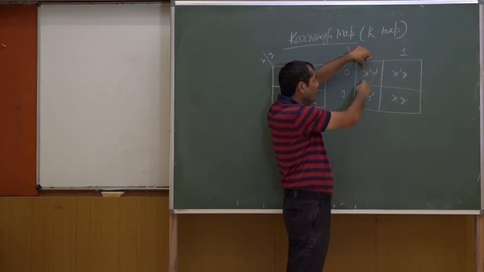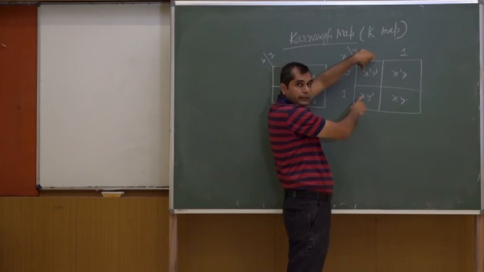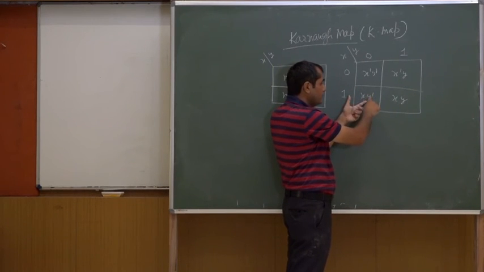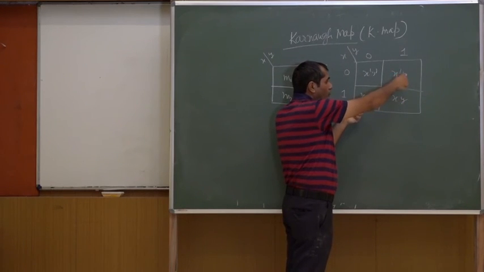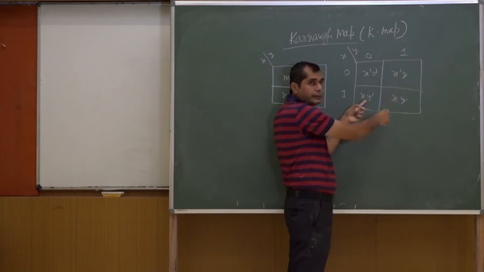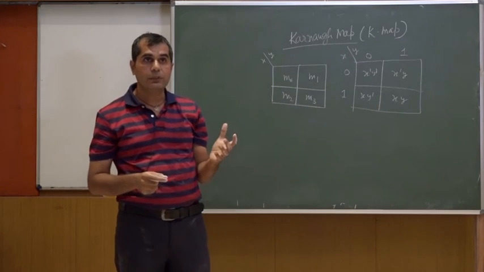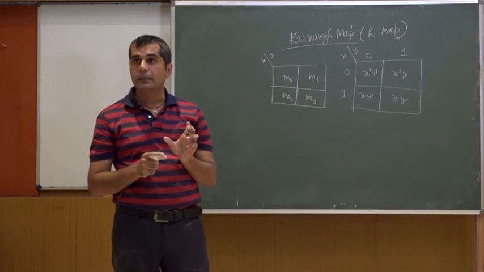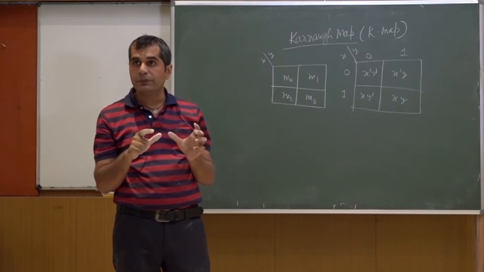If I move vertically in the column, then what I see is y bar is as it is, and only one variable is changed, x bar to x. Similarly here, the x remains unchanged where y varies from y bar to y. Similarly here, y is as it is, x bar to x. So when you move to adjacent blocks, you find that there is a change in only one variable. And this property we are going to utilize for minimizing the long Boolean expressions or functions.